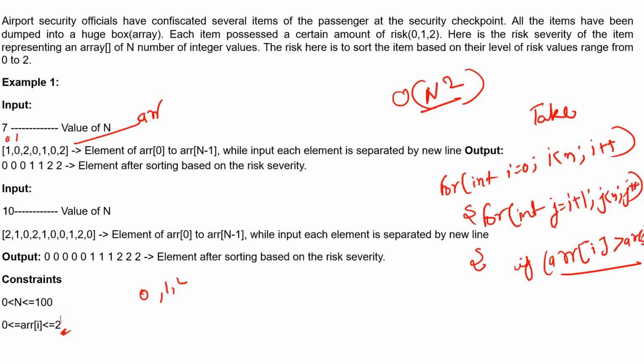So if this condition is satisfied, meaning the ith element is greater than the jth element, simply you have to do the swapping. You have to swap the ith and jth elements. It's just a rough idea I'm giving. It's not that your code has to look exactly like this. So don't focus very much on the code part. I hope you have got the idea.